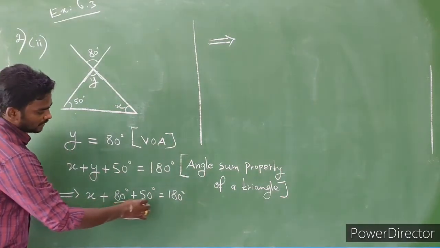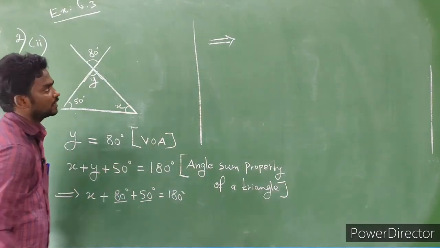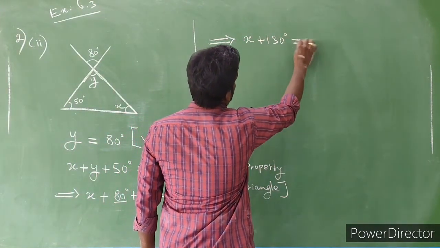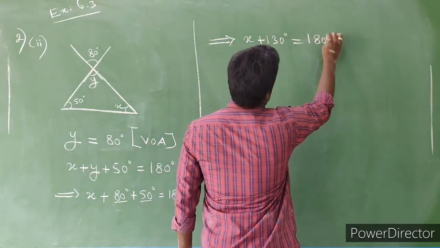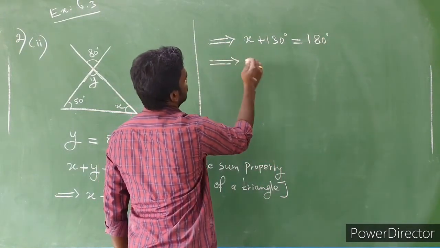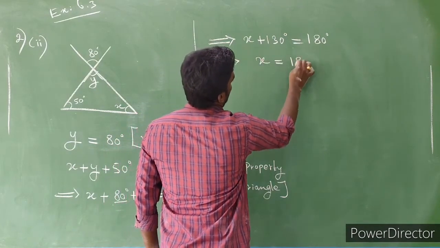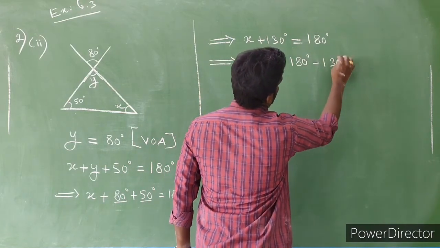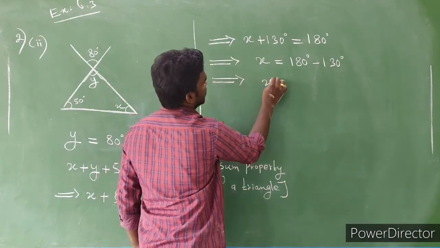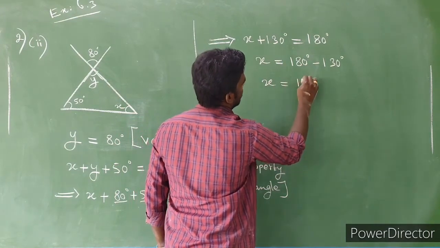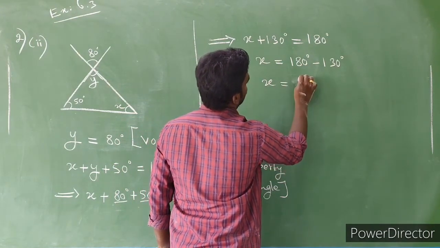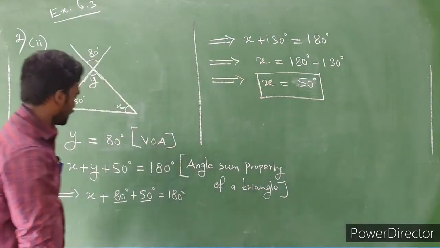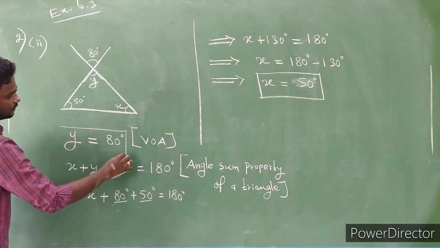What is the sum of angles 80 and 50 degrees? 130 degrees. So x plus 130 degrees is equal to 180 degrees. Keep the value x on the left side and 180 on the right side. This 130 transposes to minus 130 degrees, which implies x is equal to 180 minus 130, which is 50 degrees. So the value of x is equal to 50 degrees and the angle y is equal to 80 degrees.